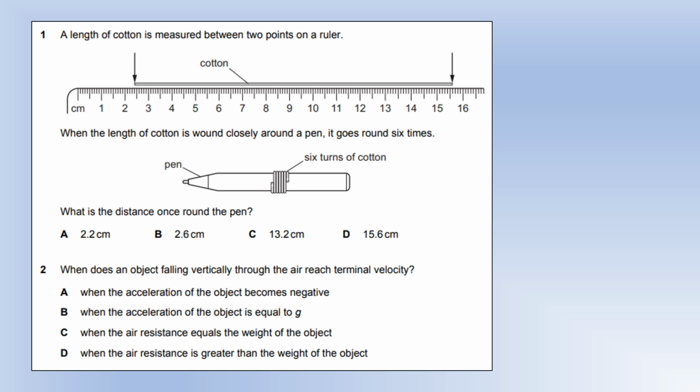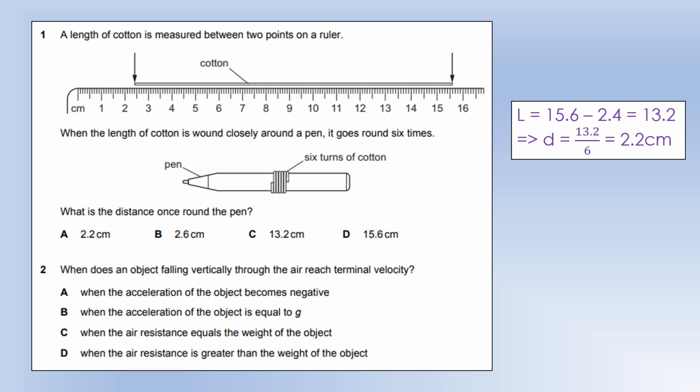Okay, so we're using a ruler to measure between 2 points. What we've done is we've got a cotton wrapped 6 times around a pen, and we're measuring the length of that cotton. So what is the distance once around the pen? Well, from the ruler we can get what the length is, and we've been told it's wrapped 6 times, so we can divide that number by 6 to get our value for one circumference.